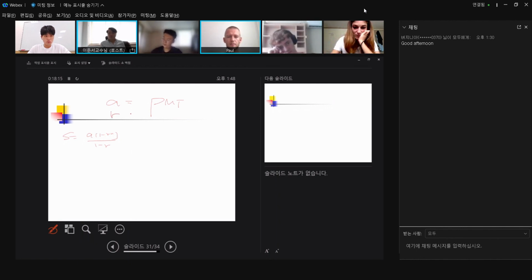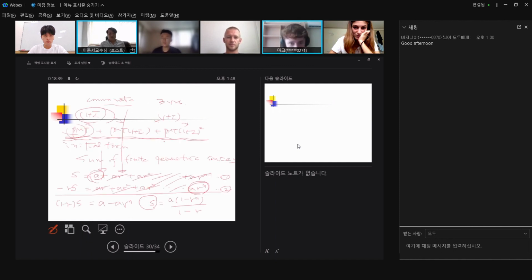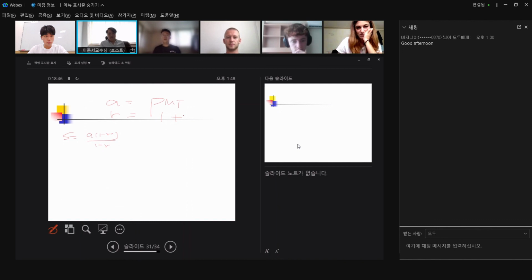What is the common ratio? What kind of term do we multiply to get the second term from the first term? Mark, what is the common ratio? 1 plus I. I already explained the common ratio in this previous example. So the common ratio is 1 plus I.